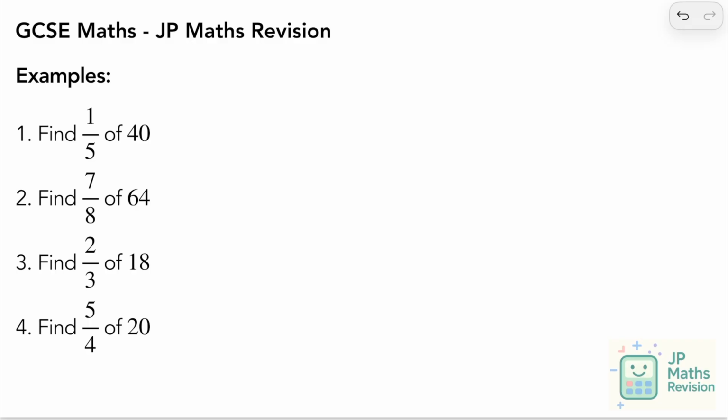So here are some examples. So 1/5 of 40, we're just splitting 40 into 5. So 1/5 of 40 is 40 divided by 5, so that's going to be 8.